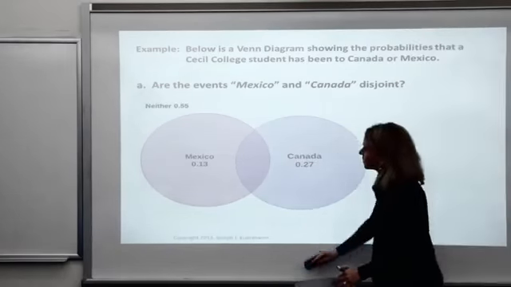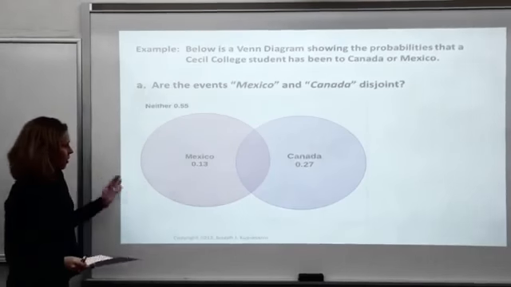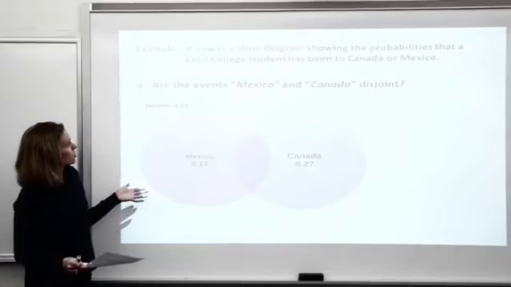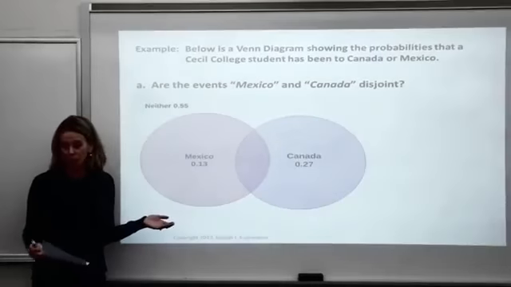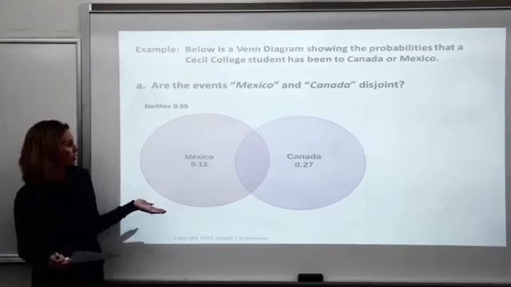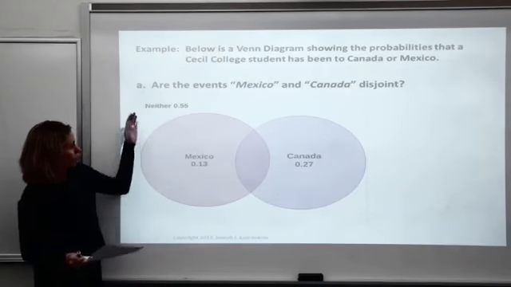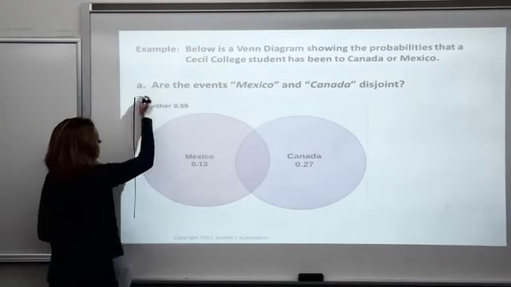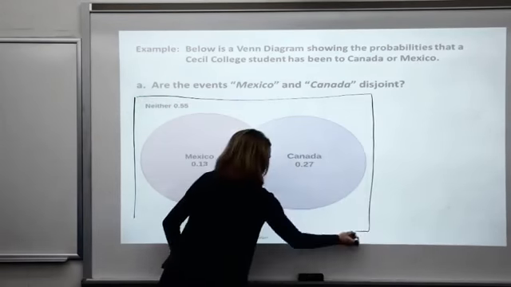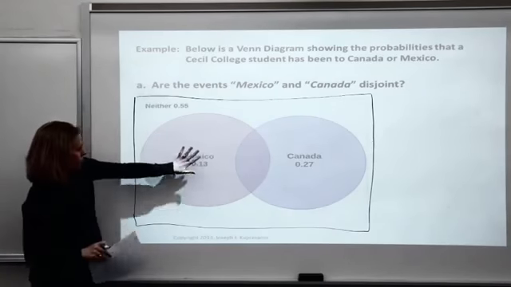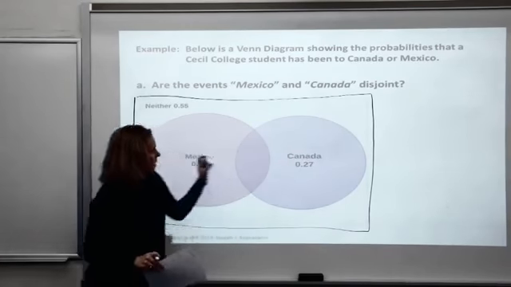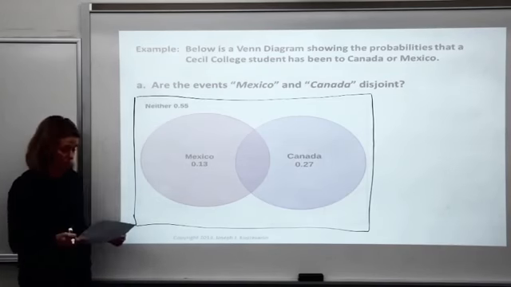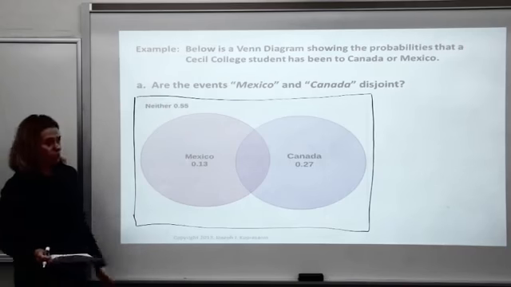All right, next example. Moving away from attendance, this is something called a Venn diagram. The Venn diagram shows the probabilities that a Cecil College student has been to Canada or Mexico. We want to know if the events are disjoint. We often enclose this in a rectangle. These are the students that have been to Mexico, these are the students that have been to Canada. Outside the box, these are the students that have been to neither country.